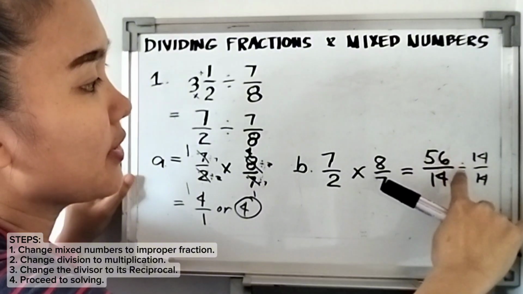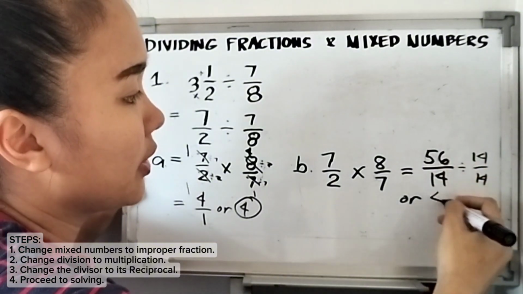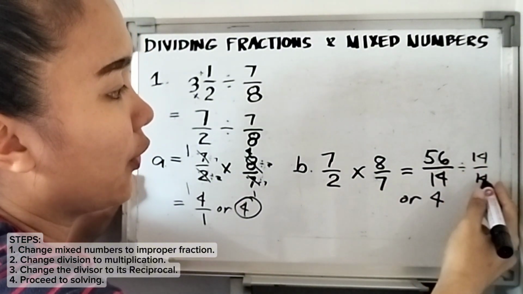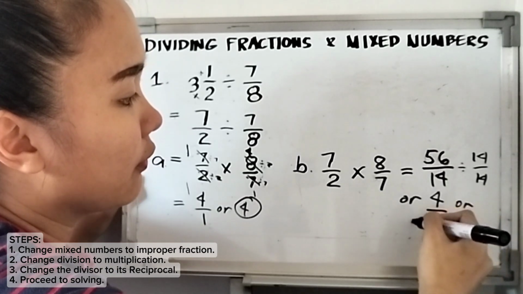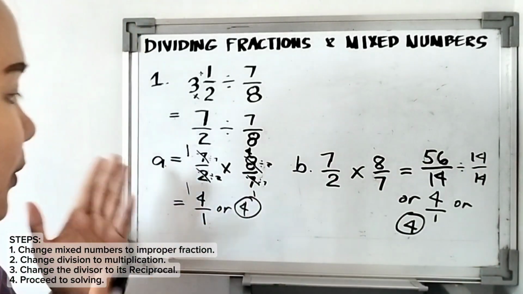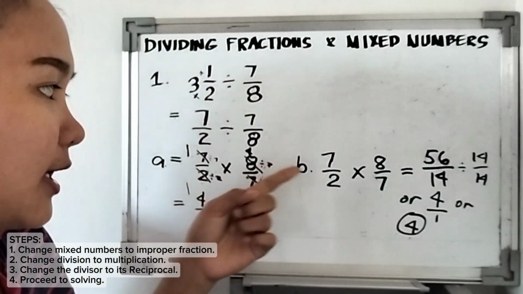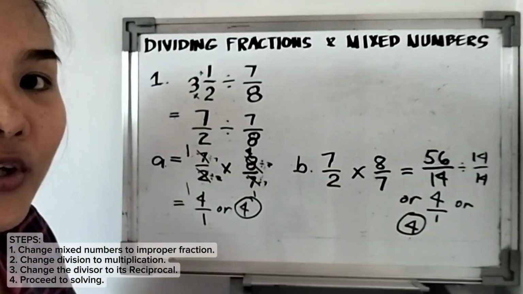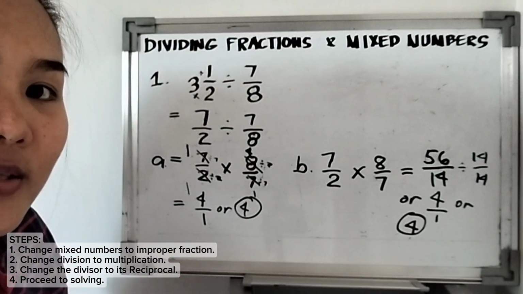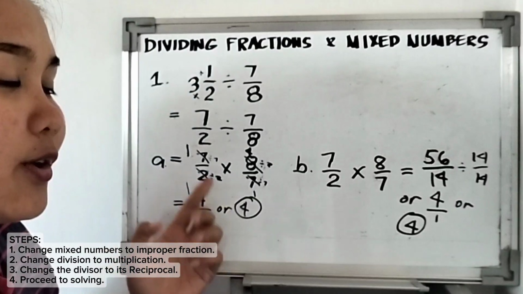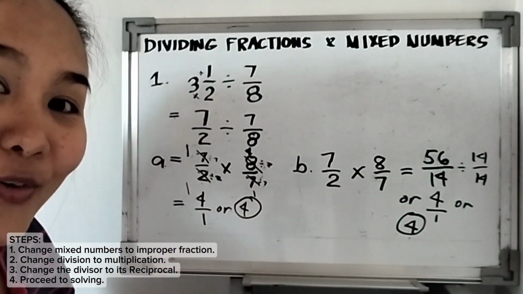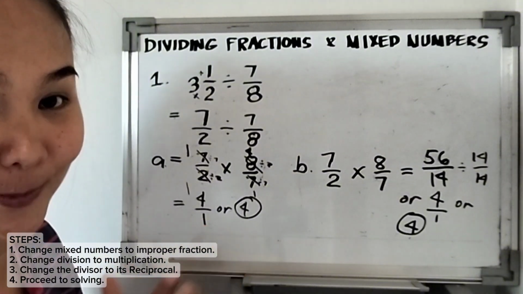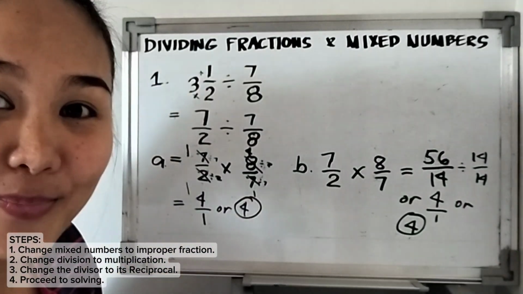So that is 56 divided by 14 equals 4. And 14 divided by 14 equals 1. That will also lead us to 4. You see, in letter A the answer is 4, and in letter B we also have the answer, number 4. So either way, whether you use the cancellation method or the direct one, that's okay, as long as we arrive at the same answer. Okay, let's have another example.